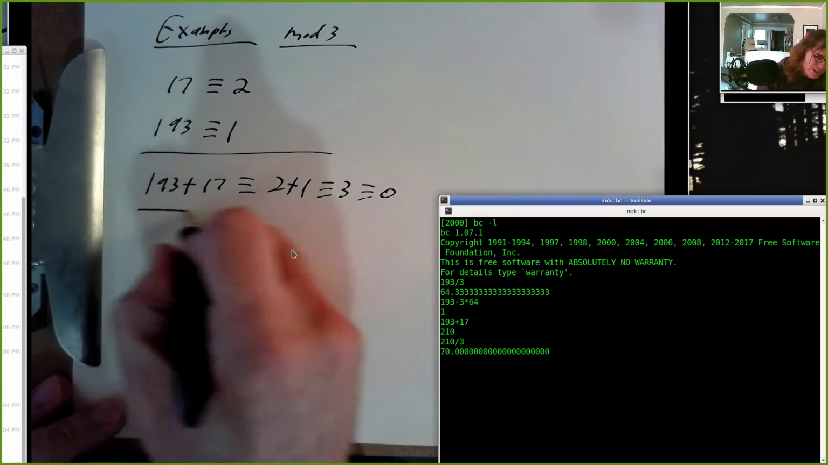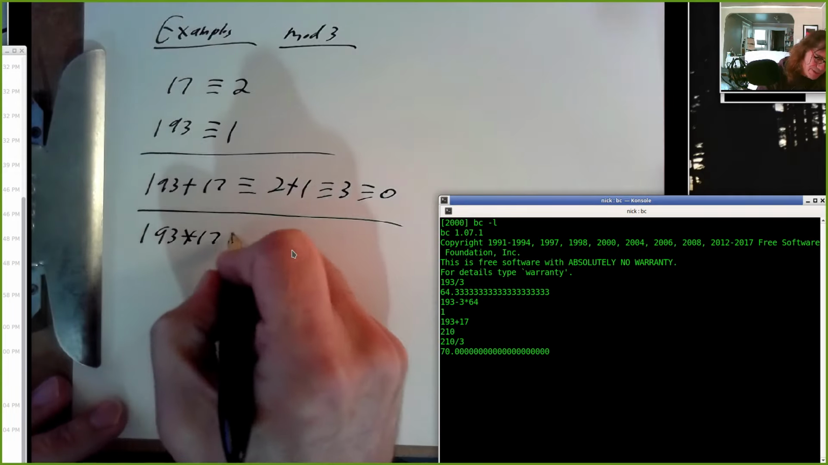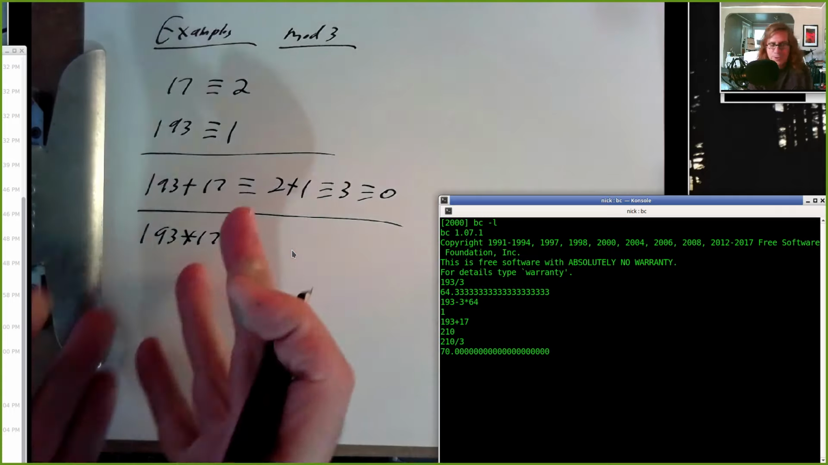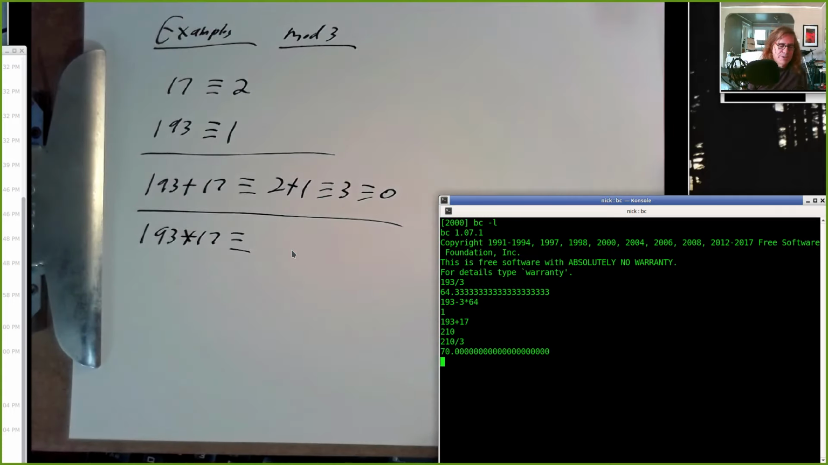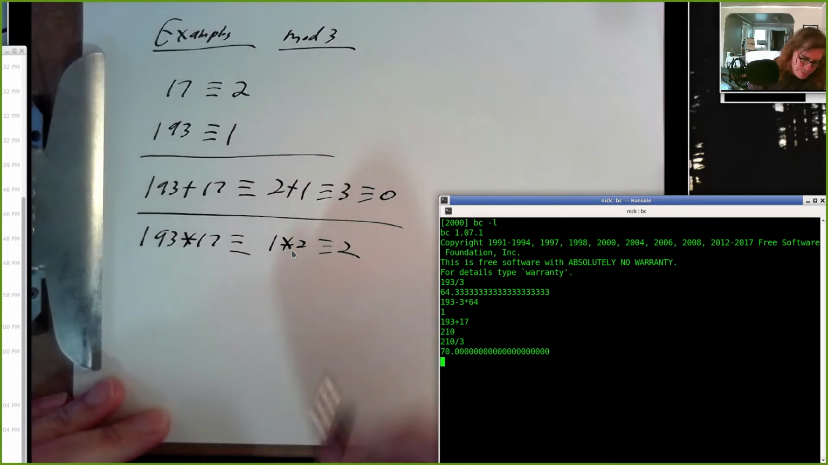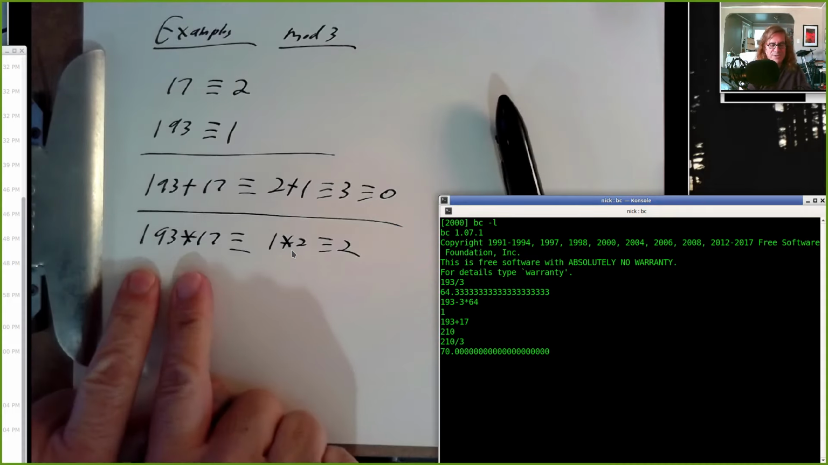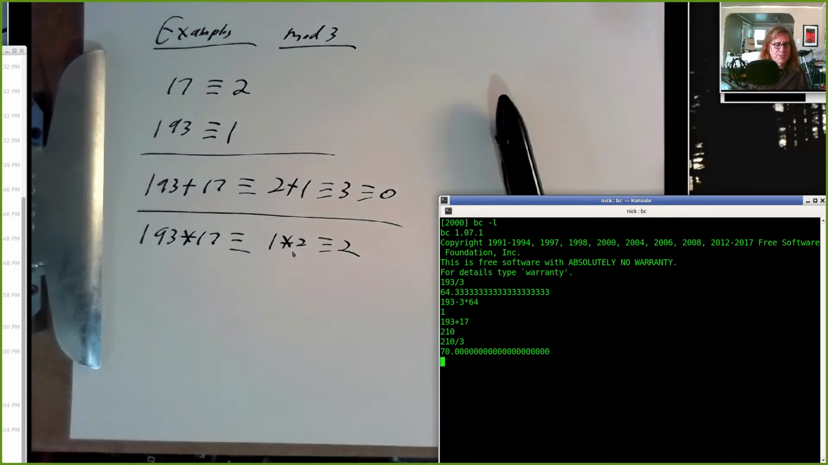If I multiply these, 193 times 17, I don't know what that number is. I'd have to do some work, but I know what it's congruent to. It's congruent to 1 times 2, which is just 2. So this product is guaranteed to be 2 more than a multiple of 3.